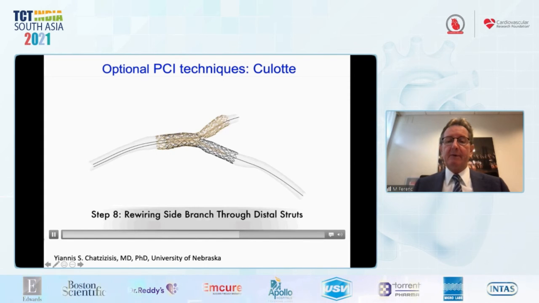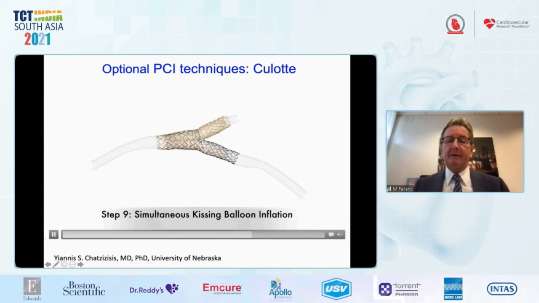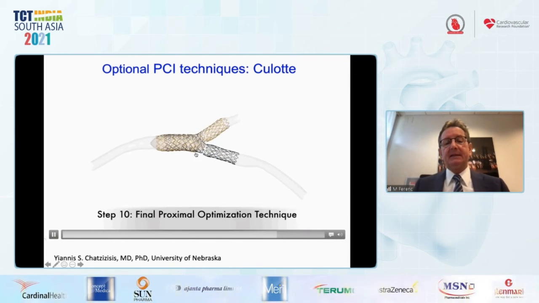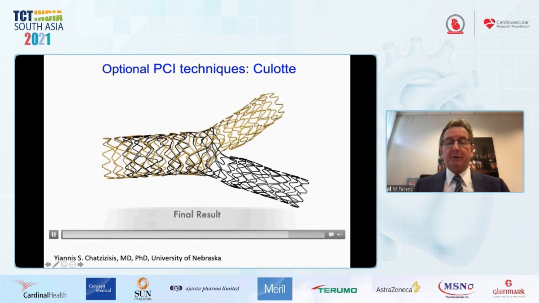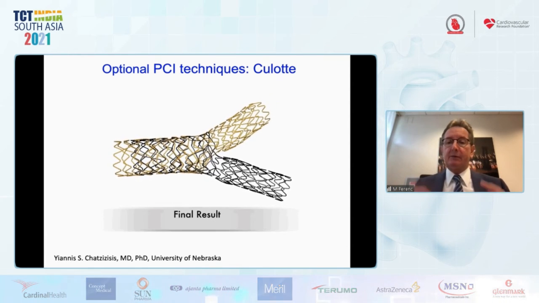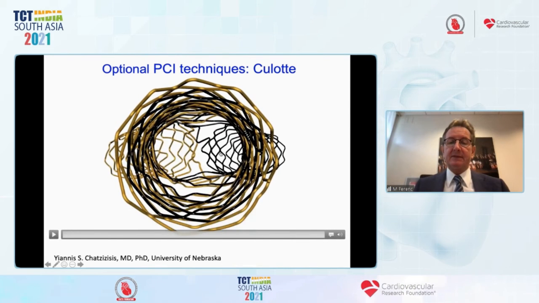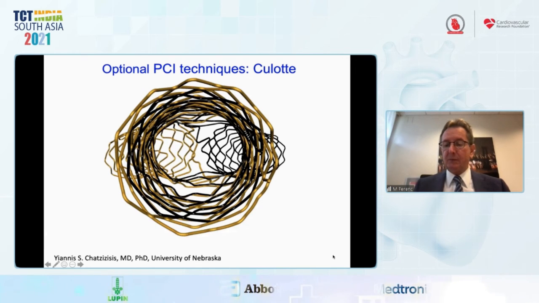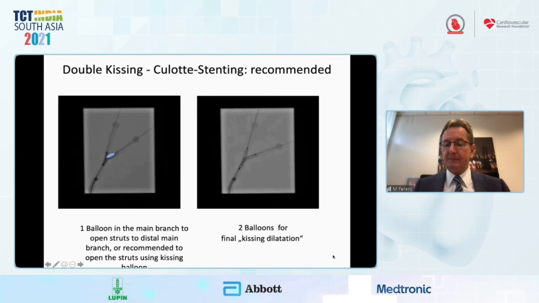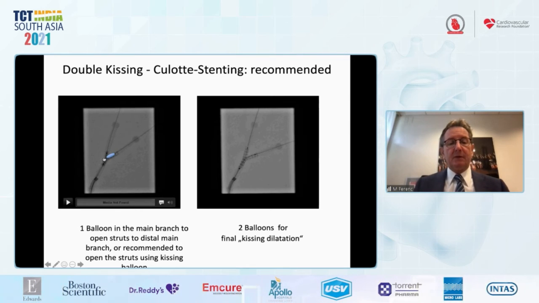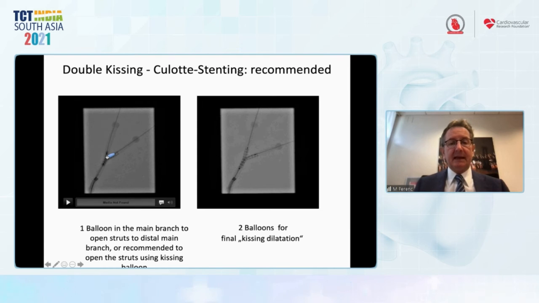So then rewiring, again very close to the carina, final kissing, and of course it is really very necessary and obligatory to perform POT. So the post-dilatation is the crucial point in this technical approach. Again here, a very nice result in both branches with no floating struts in the main branch. And you see, if you just open the struts with one balloon, that's a classical culotte.